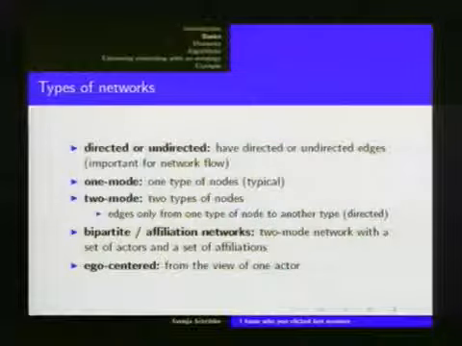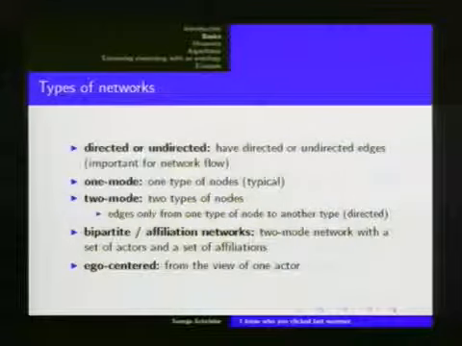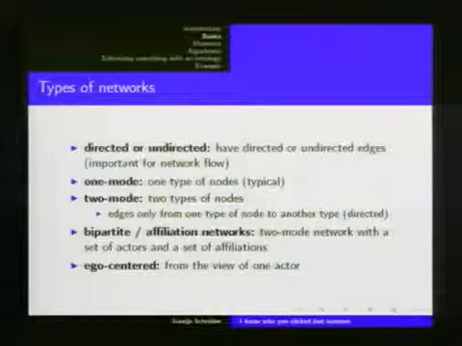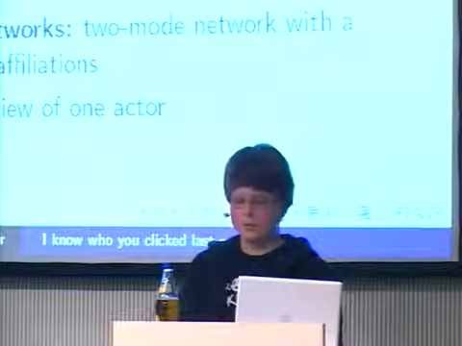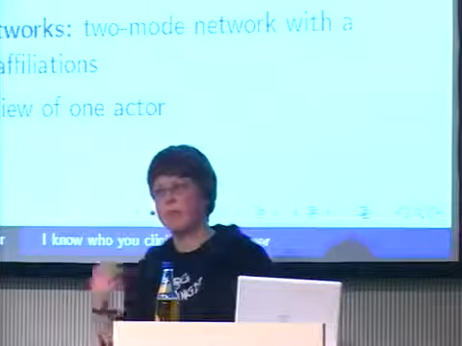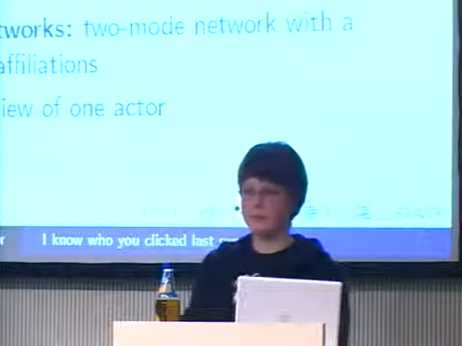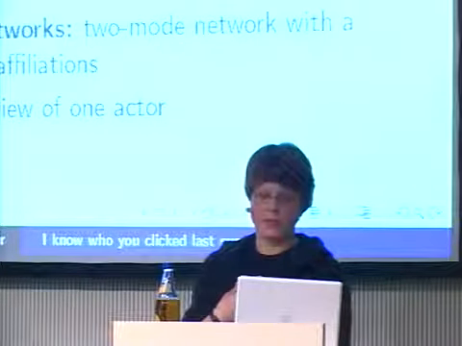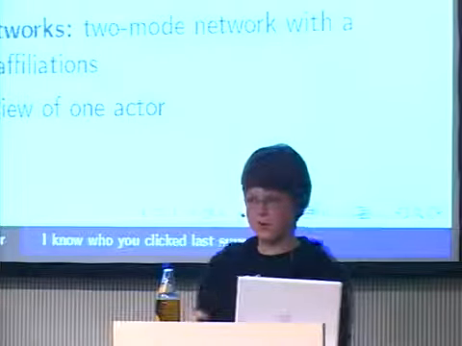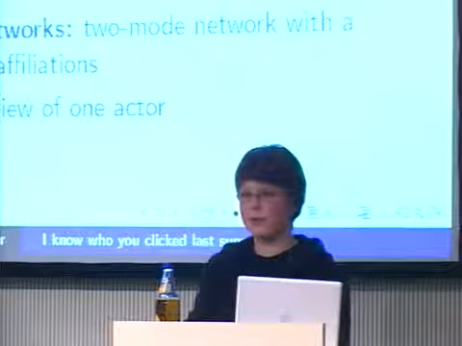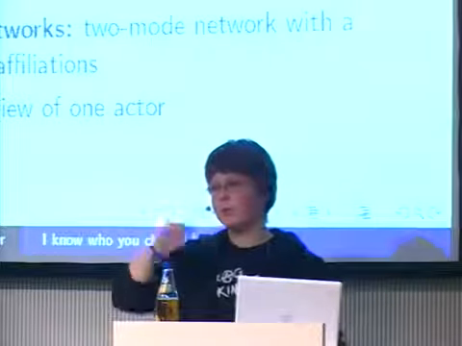What I described is also called a bipartite or affiliation network. It's a two-mode network with a set of actors and a set of affiliations. Affiliation means something you can attend or have. In this network it says which persons are connected to which affiliations. So if I would take all the talks of this Congress as affiliations, I could model which person is attending which talks.